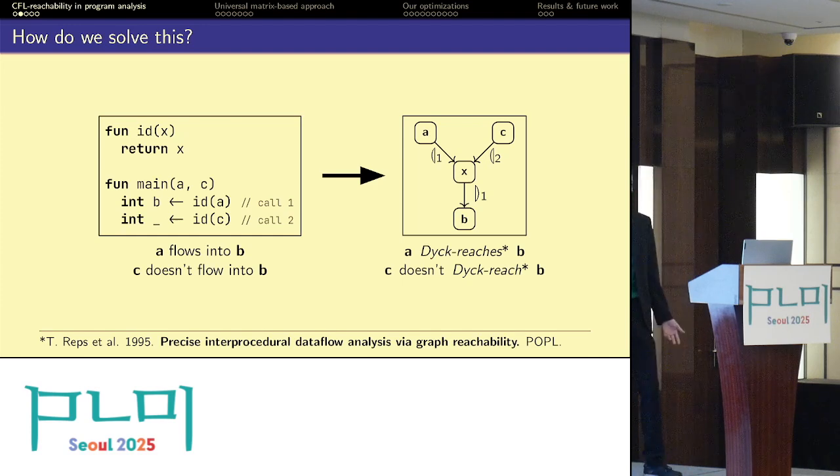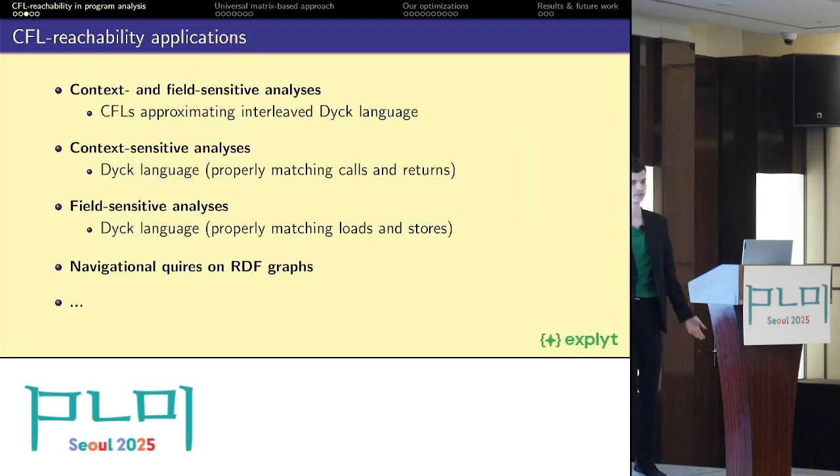And now we only consider those paths whose labels form a well-nested parentheses string. That is to say, they form a word from the Dyck language. For example, the path from A to B is well-nested, so A can flow into B, while the path from C to B is not well-nested, so C cannot flow into B. In this particular example, we focused on the Dyck language, but in general, in CFL reachability, any context-free language can be used to impose the path constraints.